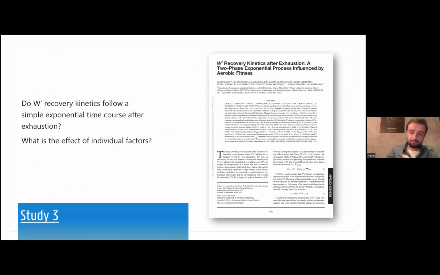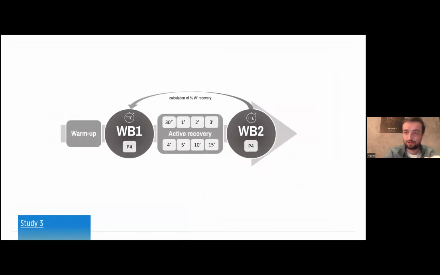We had only 3 time points in that study, so it was not possible for us to do a formal kinetic characterization of that W prime reconstitution following exhaustion. So that's why we decided to set up a new, follow-up study, in which we included more time points, more recovery durations, and we wanted to do a formal kinetic modeling of the W prime following exhaustion. And in this study, we also included some individual factors. Protocol is exactly the same.